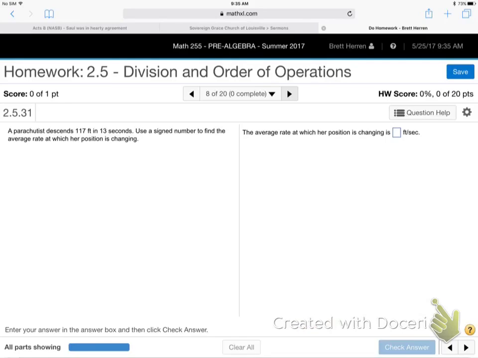Okay. A parachutist descends 117 feet in 13 seconds. Use a signed number to find the average rate at which her position is changing. What do they want me to do? See, they want feet per second. So they want 117 feet in 13 seconds, and when you're going down, they want it negative. Negative is down, right? Down is negative. So I'm hoping that's clean on the calculator. Is it 9? It's negative.